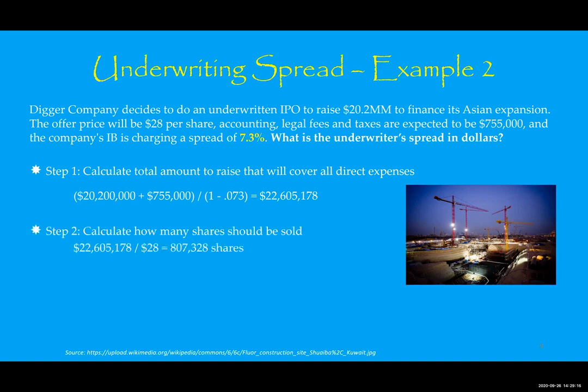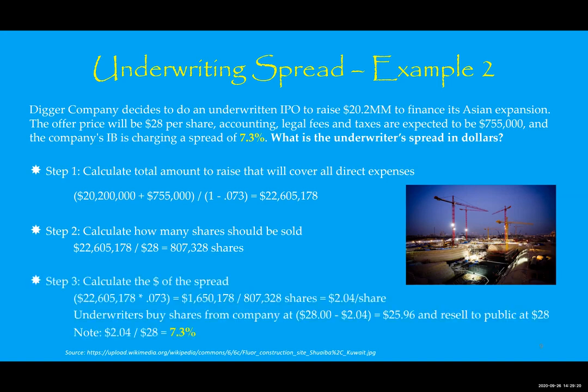Then we calculate how many shares should be sold, which is step 2. And now we can calculate the dollar amount of the spread. Take the total amount that's going to be raised times the spread in a percentage and divide that by the number of shares to be sold. And when you do the math, you get $2.04 per share.